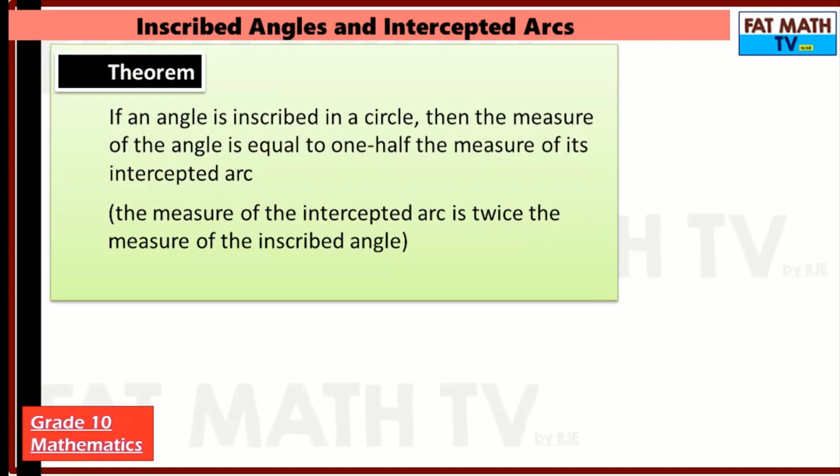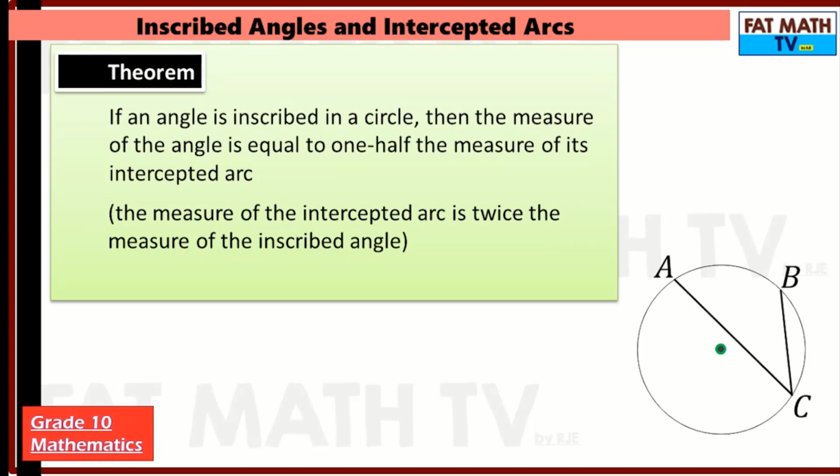Theorem: if an angle is inscribed in a circle, then the measure of the angle is equal to 1/2 the measure of its intercepted arc. Equivalently, the measure of the intercepted arc is twice the measure of the inscribed angle. In this video, we will just apply these theorems. We will no longer go to the proof. Maybe in your regular class, your teacher will present how we came up with this theorem.